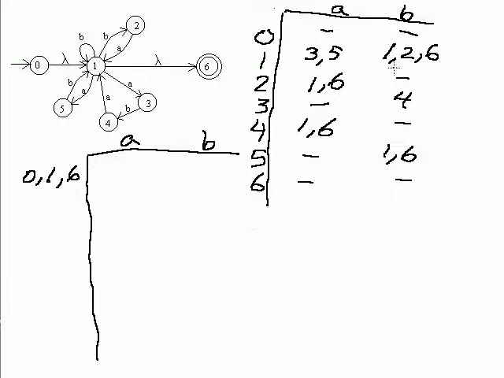And now we just look at this table and we union together contents of rows. So we are looking at rows 0, 1, and 6 in the column labeled A. 0 gives us nothing. 1 gives us 3 and 5. 6 gives us nothing. Put all that together and you get 3, 5. Look at row 0, row 1, row 6 under B, and you get 1, 2, 6.